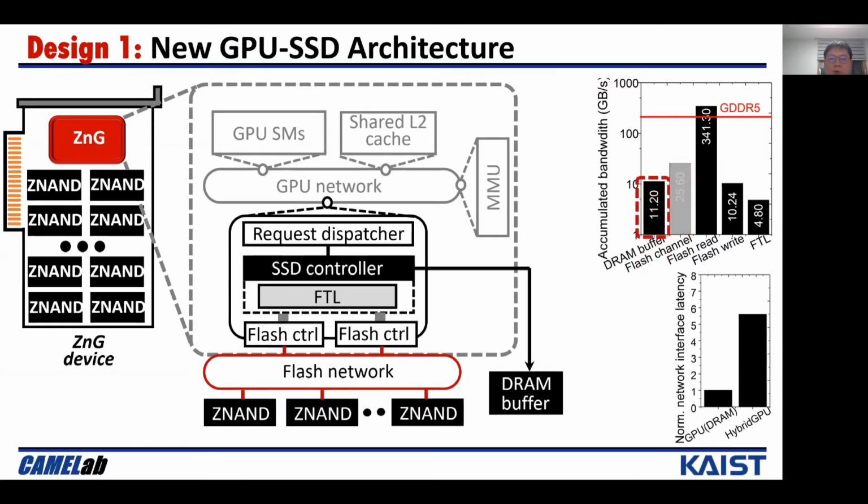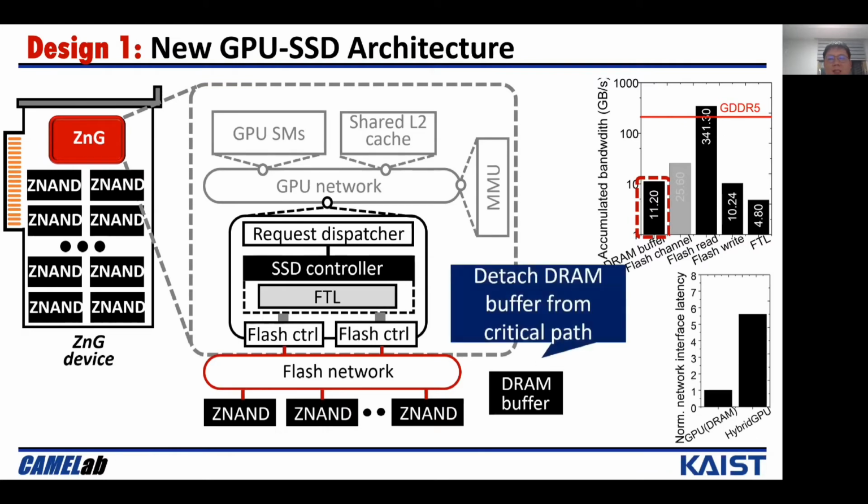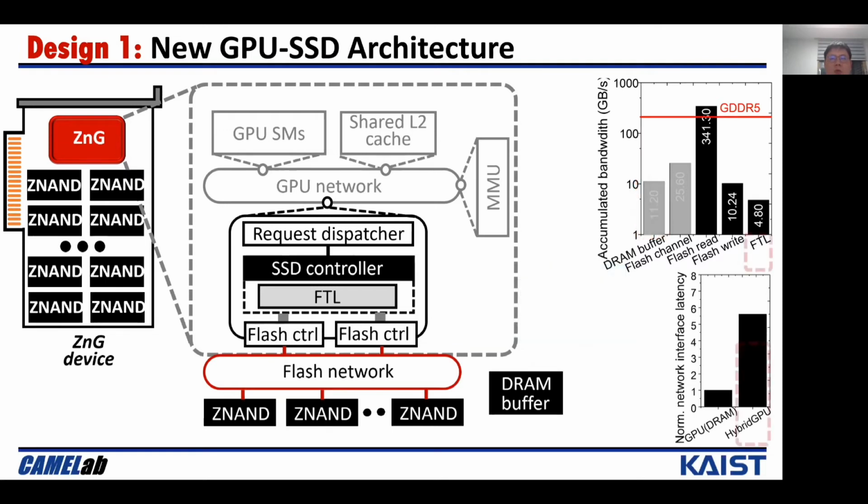Since the DRAM buffer performs much worse than ZNAND, we detach the DRAM buffer from the SSD data path. Instead, we will make the GPU directly access data from the ZNAND. We also need to remove the performance bottleneck caused by the GPU network interface and the FTL.